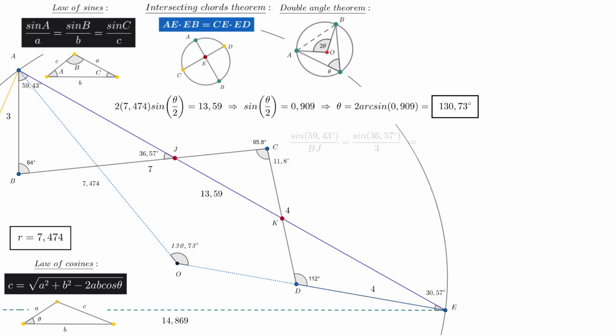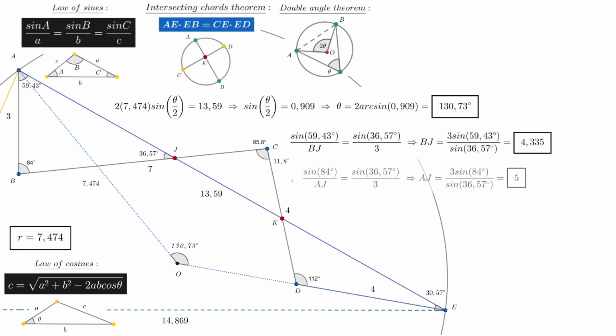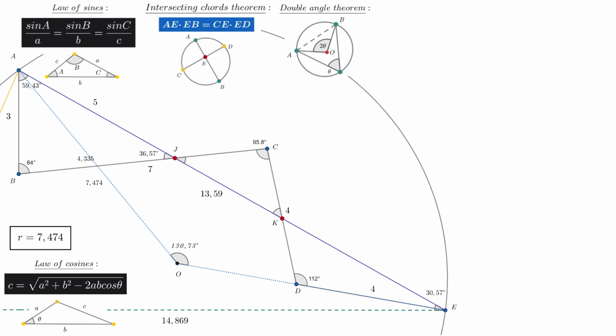So we have sine of 59.43 for BJ equals sine of 36.57 over 3. And we solve for BJ and we get 4.335. Likewise, we use the law of sines to find AJ, and we end up with AJ equals 5. Moving on to the triangle CJK.